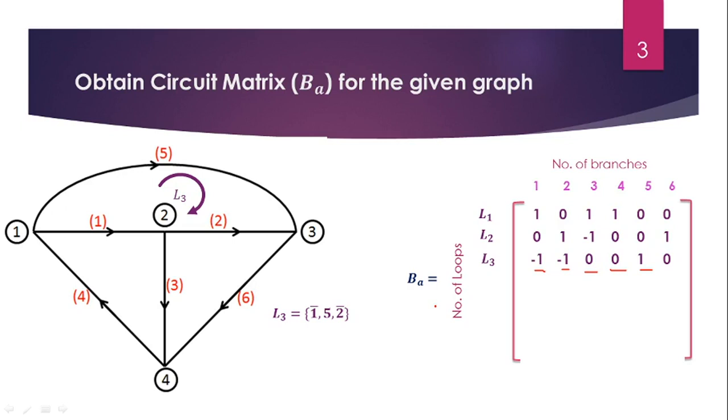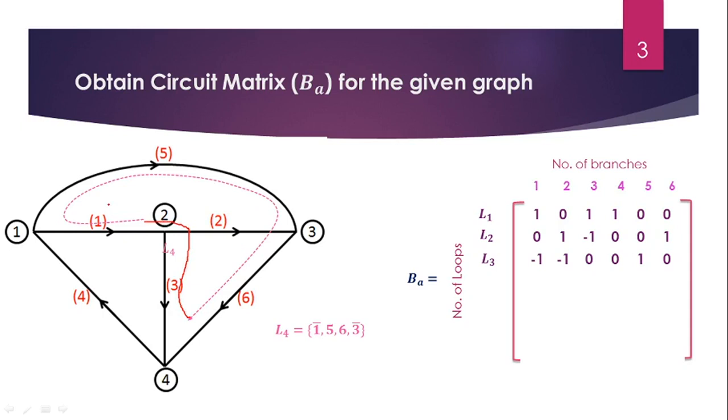Now, can we have another loop other than these 3 loops, loop 1, loop 2 and loop 3? Yes. A loop is simply a closed path. So in this graph, we may also find another loop. What is that? L4. L4 has the branches 1, 5, 6 and 3, so it forms another loop. So the branches covered in this loop are 1, 5, 6 and 3.